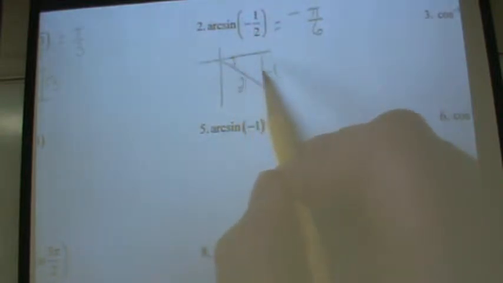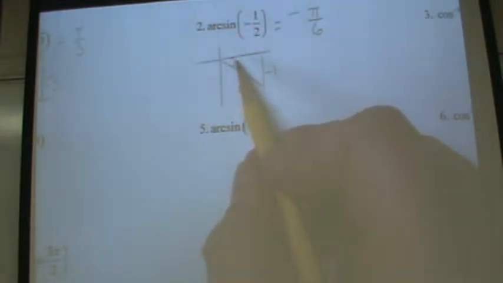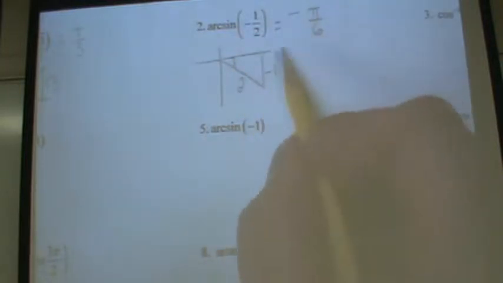Remember that this is your 30-degree angle, so we're negative pi over 6.